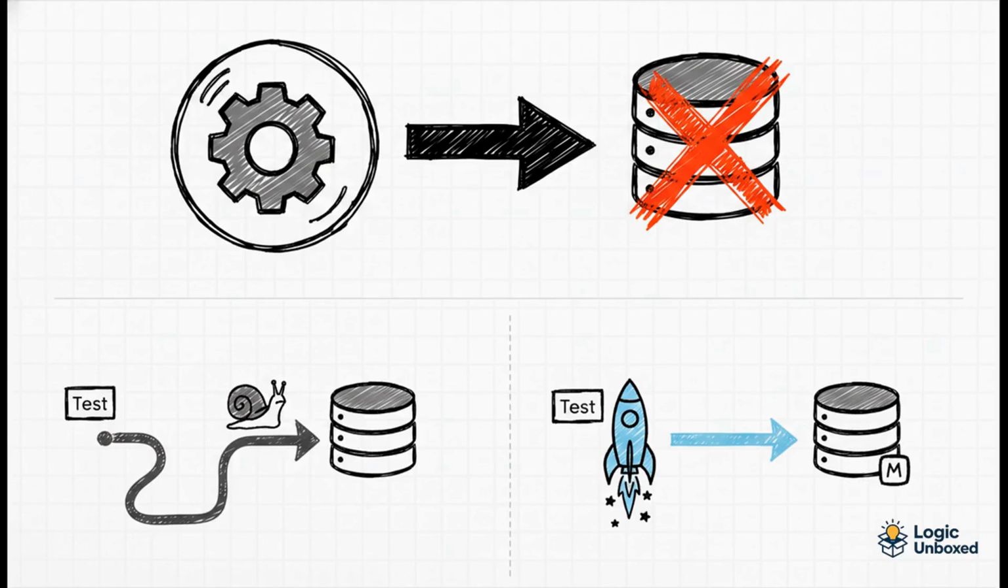And second, it's about speed and reliability. Hitting a real database is slow, and it can fail for a million reasons that have nothing to do with your code. Mocks are instant and 100% predictable.